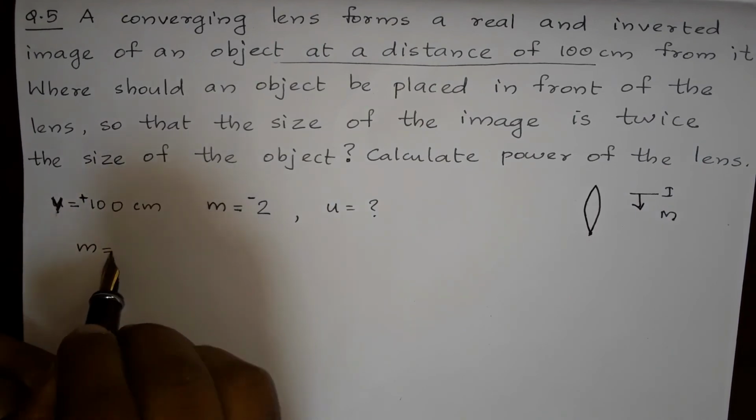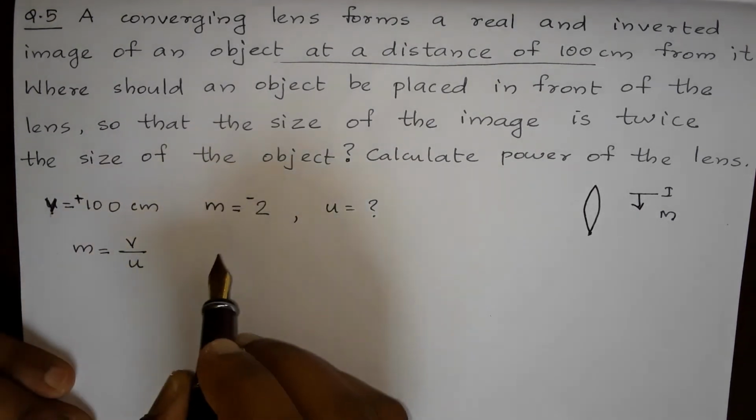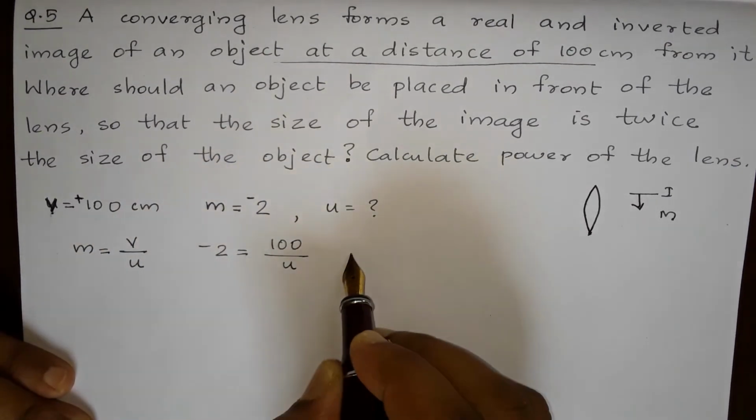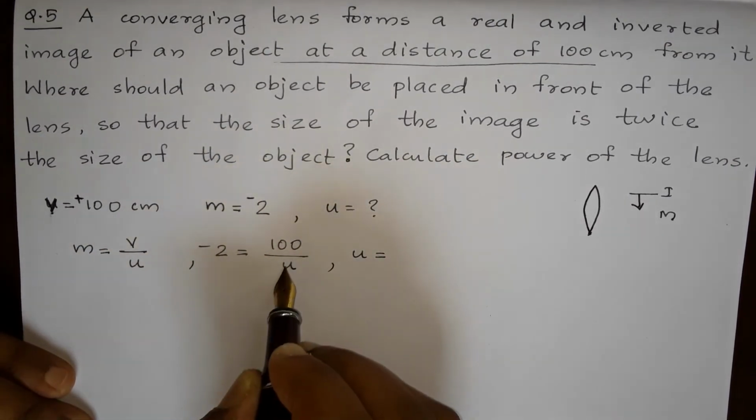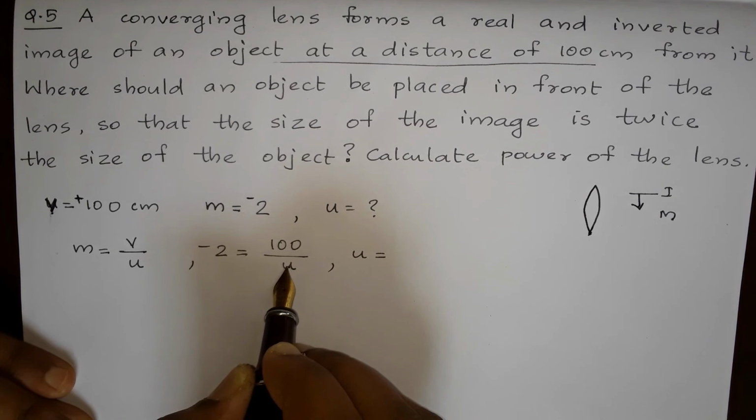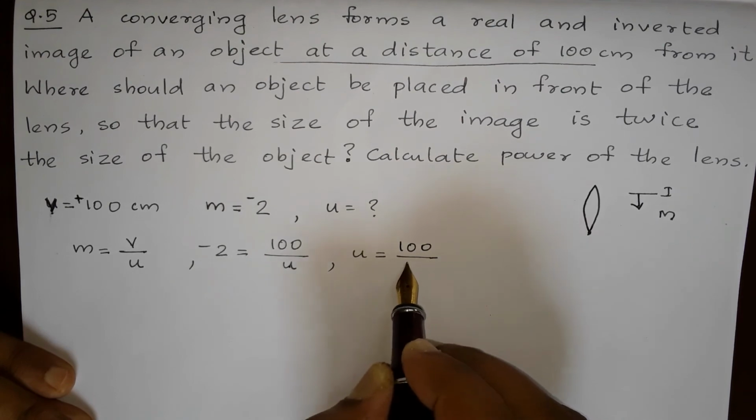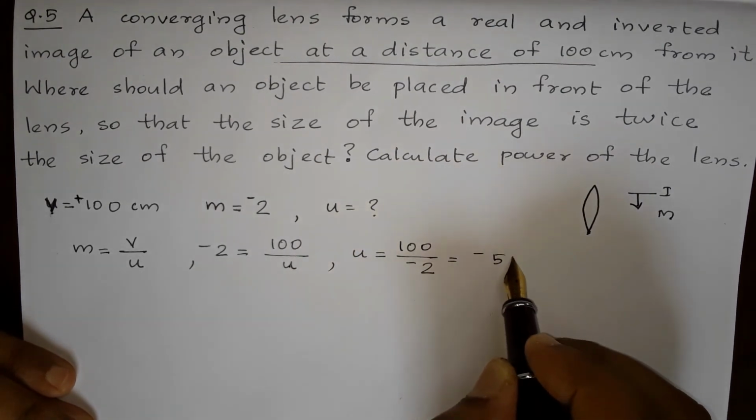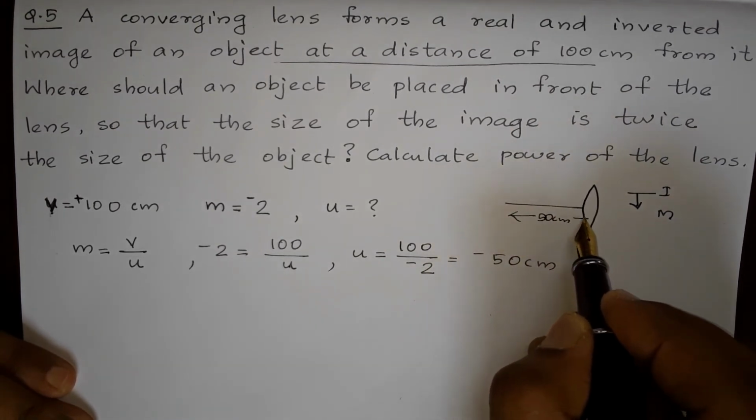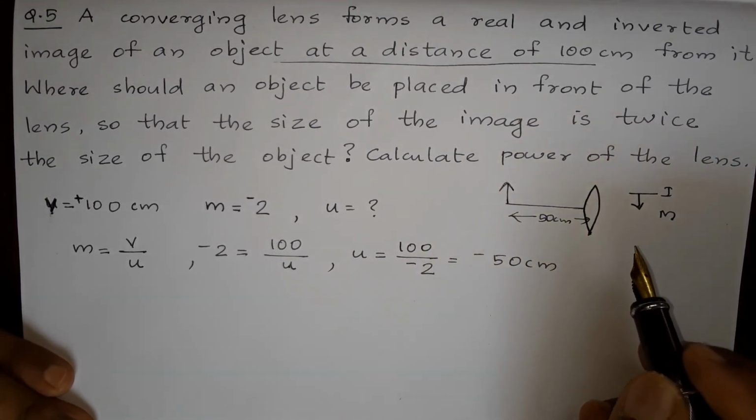So we know the relation m is equal to v by u. Let us apply here. m is minus 2, is equal to v, 100, by u unknown. So u is equal to, see, u is moved here and minus 2 will come to this place. u is equal to 100 by negative 2. So it is minus 50 centimeters. Object is at a distance of 50 centimeter from the lens.